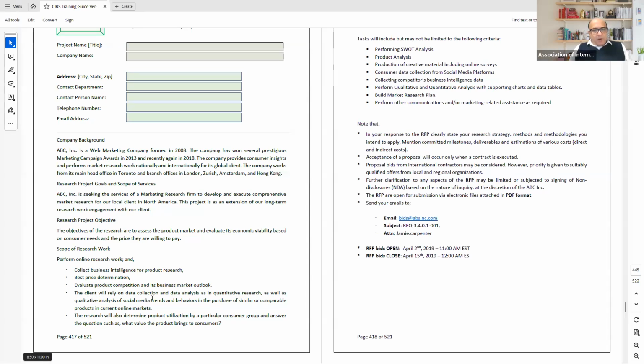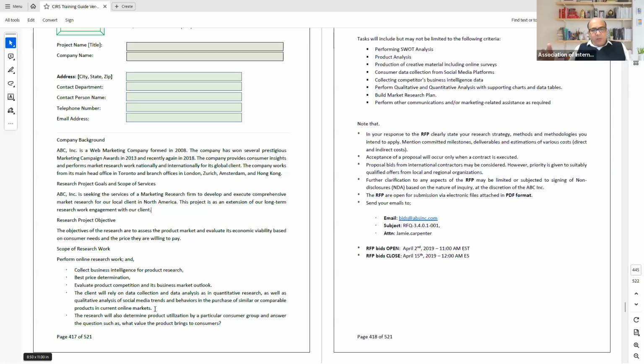The client will rely on data collection and data analysis as in quantitative research as well as qualitative analysis of social media trends, behaviors in the purchase of similar comparable products in current online markets. Long one, but what it has in it is a lot of information on the demand or what is required. They're asking for quantitative data, which means it has to be numeric. This is one class of data that needs to be collected.